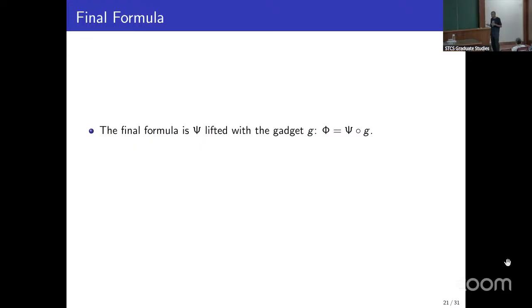So we take this base CNF, where the graph has sufficiently good expansion properties, and we lift it with the inner product gadget, or any gadget with small Fourier coefficients. And the final formula is this Tseitin contradiction lifted with the gadget G.